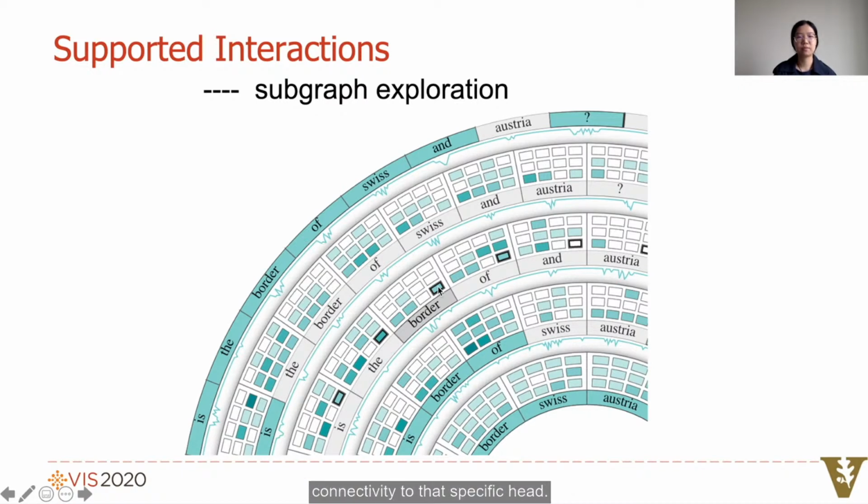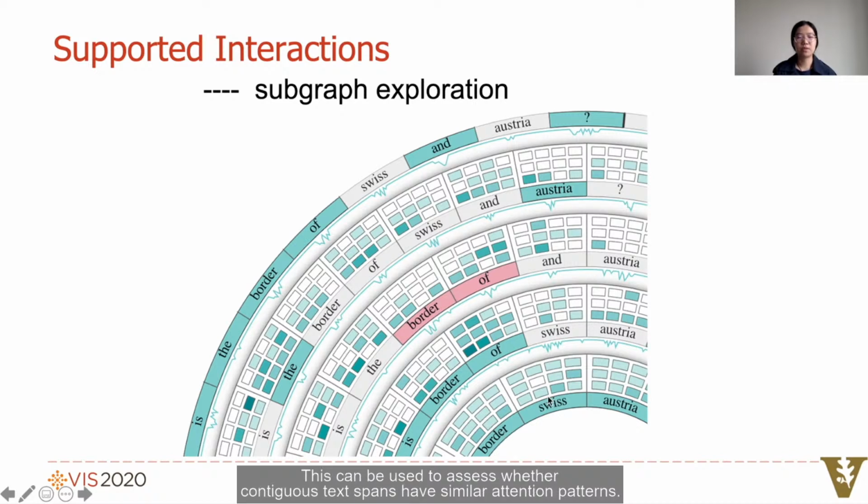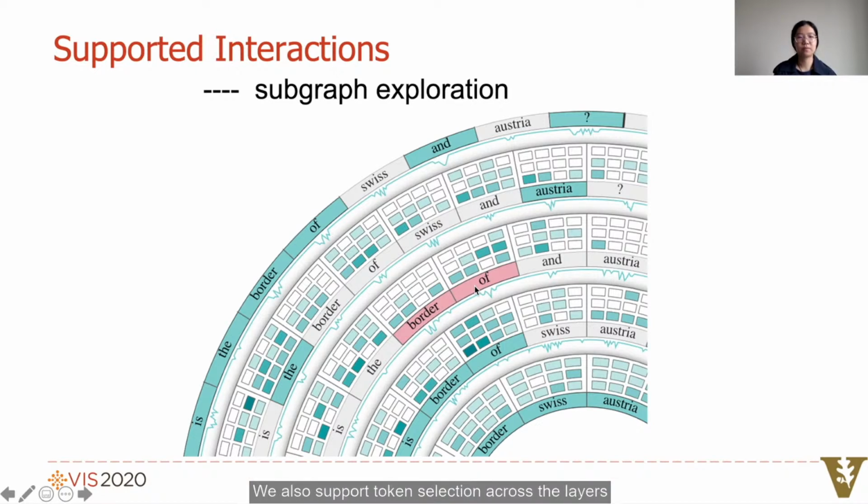To select token sequences, we support brushing within the layers, where we highlight the intersection of the attention graphs for the brushed tokens. This can be used to assess whether contiguous text bands have similar attention patterns.